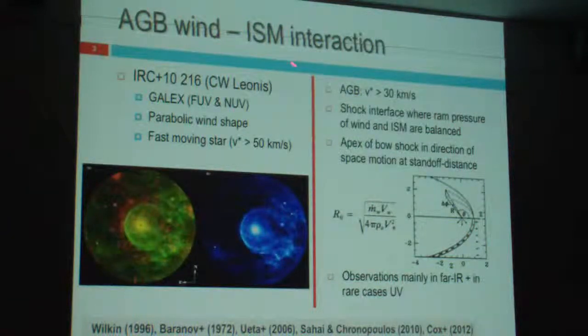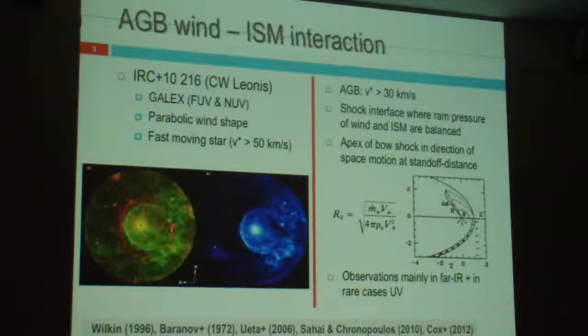So when the AGB star is moving fast, let's say about 30 kilometers per second, you get a shock in the phase where the ISM and the wind are balanced, and this is called a bow shock. The bow shock is actually defined only by the standoff distance R0, and this depends on the mass loss, wind velocity, the velocity of the star, and ISM density. The observations that we make are mainly in the infrared, and extremely rare cases are also found in UV, and one of these is IC 10^16.